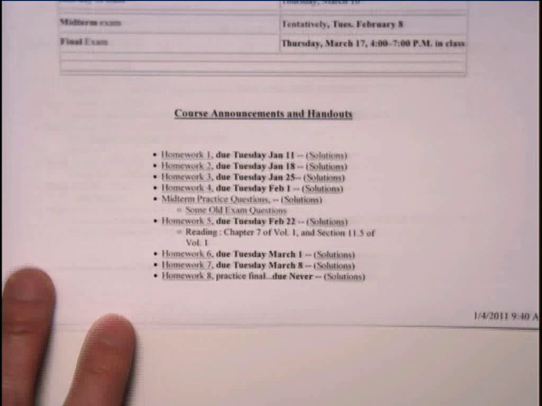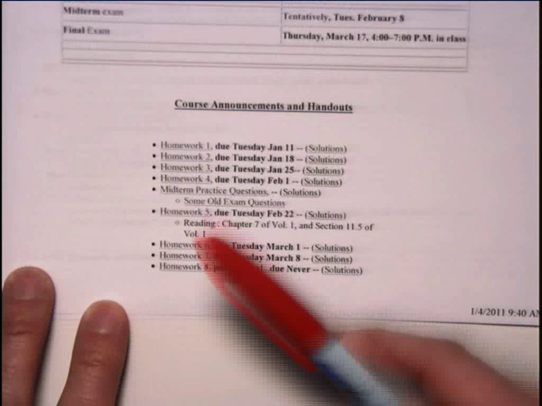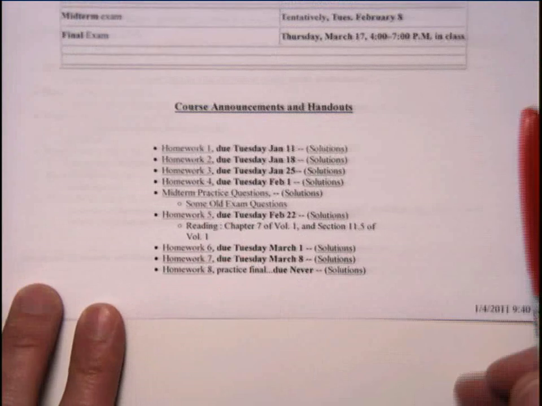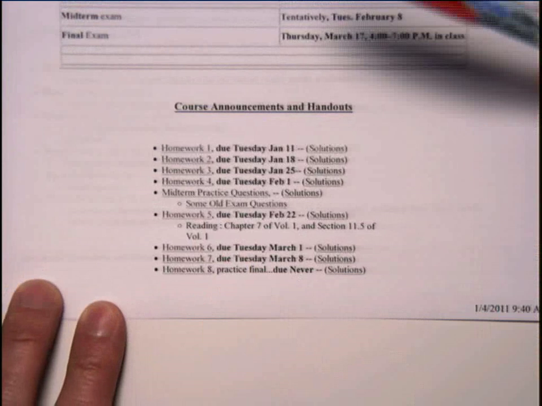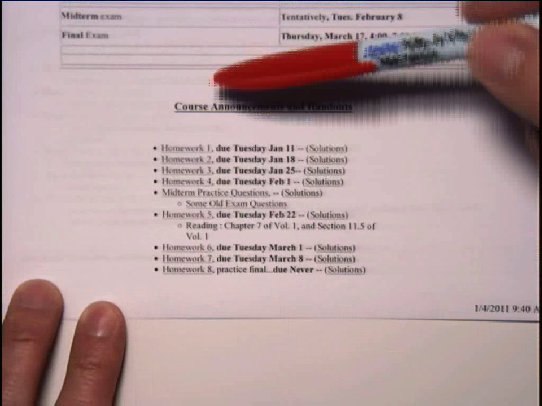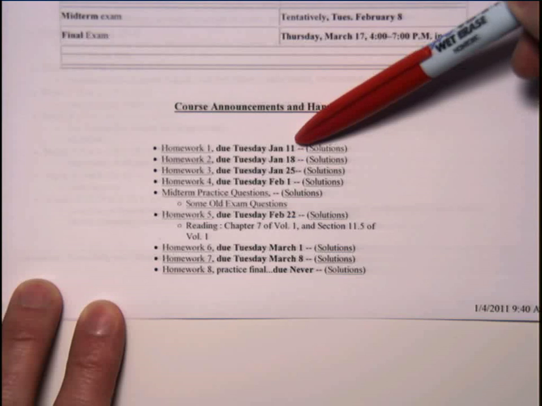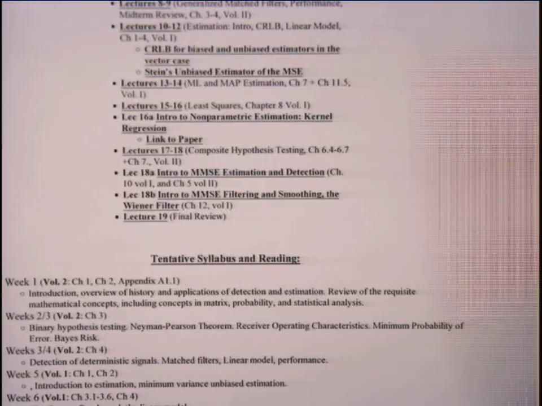As far as the rest of things are concerned, there are weekly homeworks. There are 8 of them. The last one won't be due; it'll be just a practice final exam. So the first homework is assigned today. It's already on the web page, and it is due on Tuesday, January the 11th, which is next week.